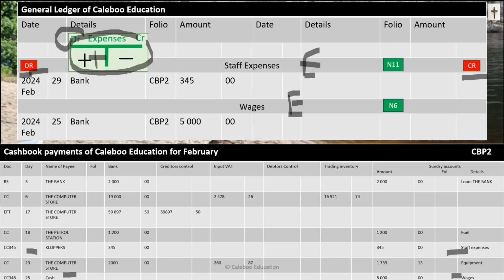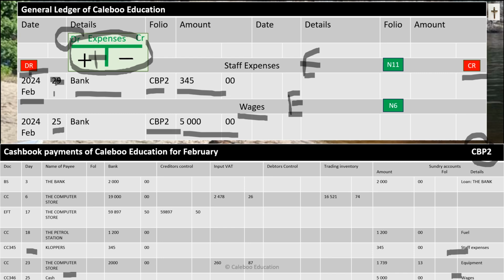if there's an increase in expense, the account needs to be debited. So on the debit side of staff expenses, we got 2024 February, the day the transaction took place. Under details we got bank, where did the information come from, the Cashbook payments, and how much was it, 345. And likewise with wages, except the transaction took place later in the month on the 25th. The amount here is 5,000, and where did the information come from?